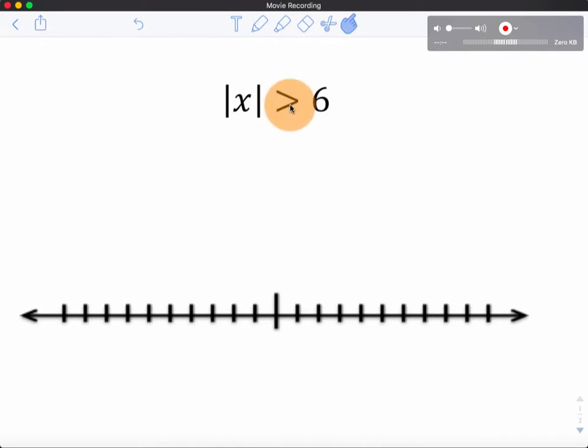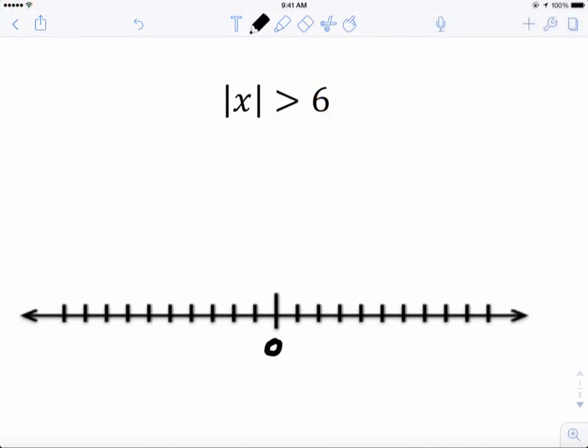Now, what if we had the absolute value of x is greater than 6? That means we are trying to find all the numbers whose distance from 0 is bigger than 6. You have to be more than 6 units away from 0. All of the numbers near 0 are no good. They're too small, not far enough away from 0. Here's the number 6. 6 itself is too small, but anything greater than 6 is going to be far enough away from 0, so its absolute value is bigger than 6.